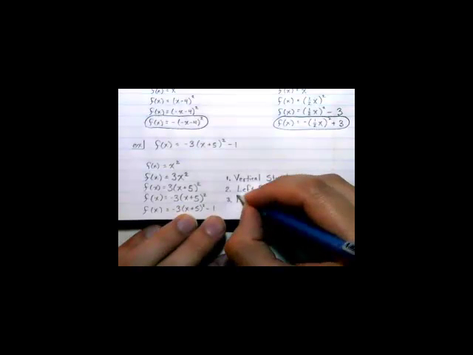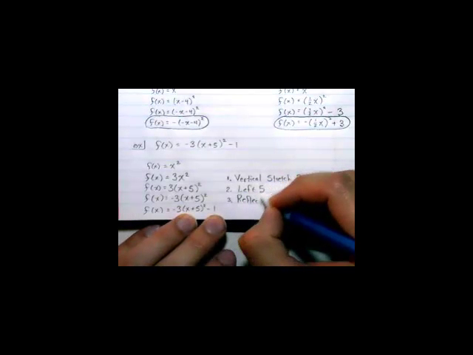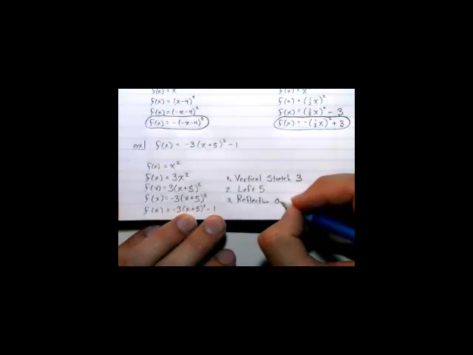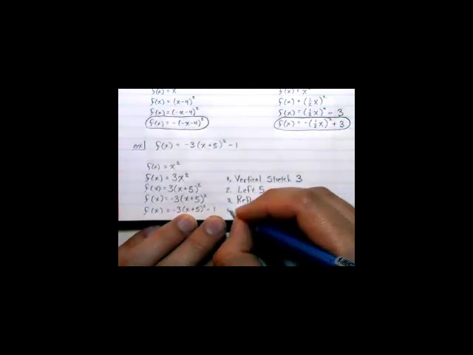Okay. Then we multiplied the entire equation by a negative, so what is that? Reflection. Reflection over x or y? X. Okay, and then we took that entire equation and put a minus 1 on the end of it. What did we do? Down 1. All right.